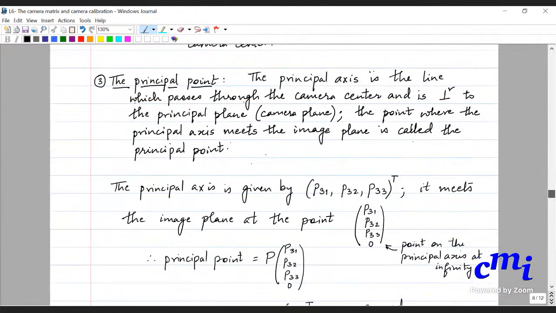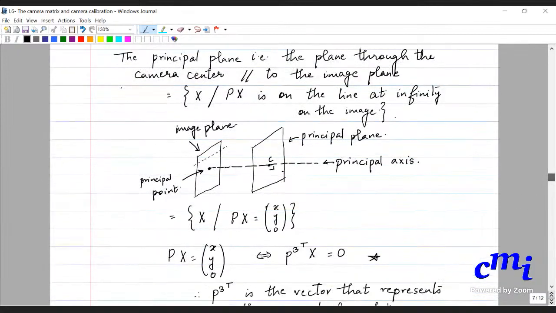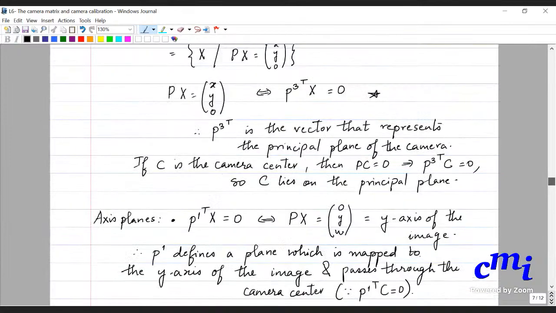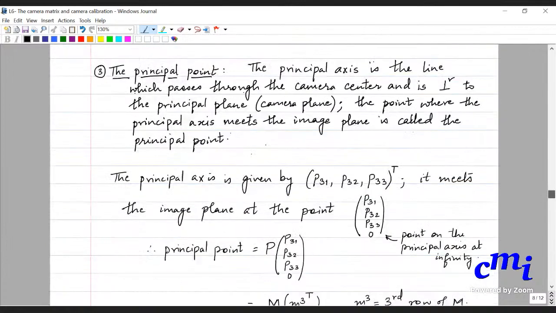Okay, coming to the principal point, I defined the principal point as the point at which the principal axis meets the image plane. We have seen that the principal axis is given by, did we see this? We saw this, right? Because what is the principal axis? The principal axis is perpendicular to the principal plane, and we just saw that the vector perpendicular to the principal plane is P3 transpose.